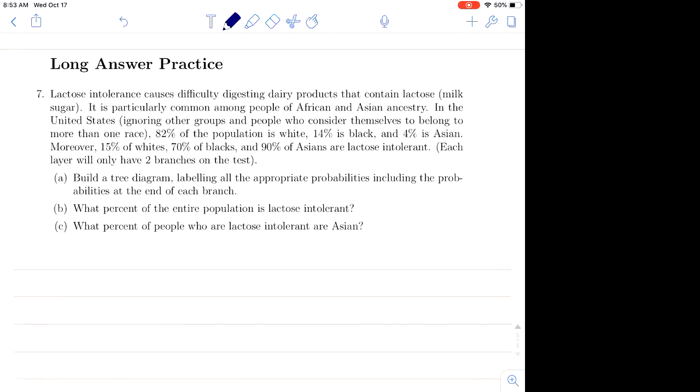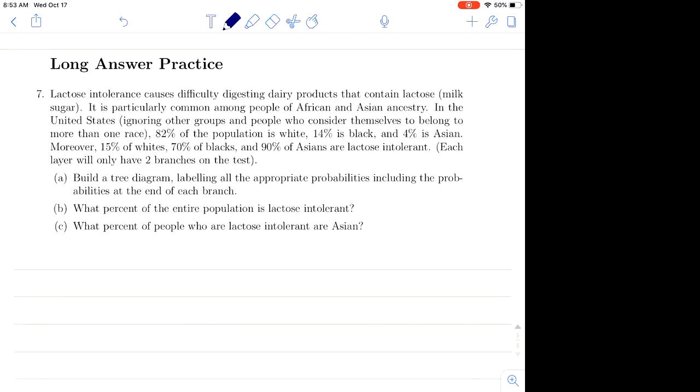Digesting dairy products that contain lactose, milk sugar. So it's particularly common among people of African and Asian ancestry. In the United States, ignoring other groups and people who consider themselves to belong to more than one race, right? So just narrowing it down to 3 races. Okay. 82% of the population is white, 14% is black, and 4% is Asian.